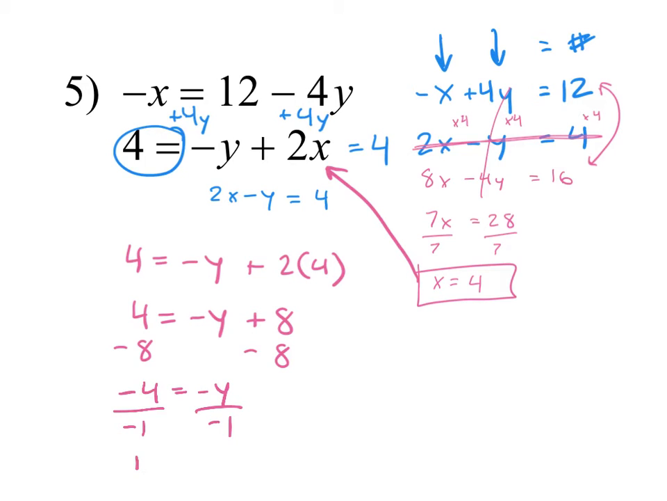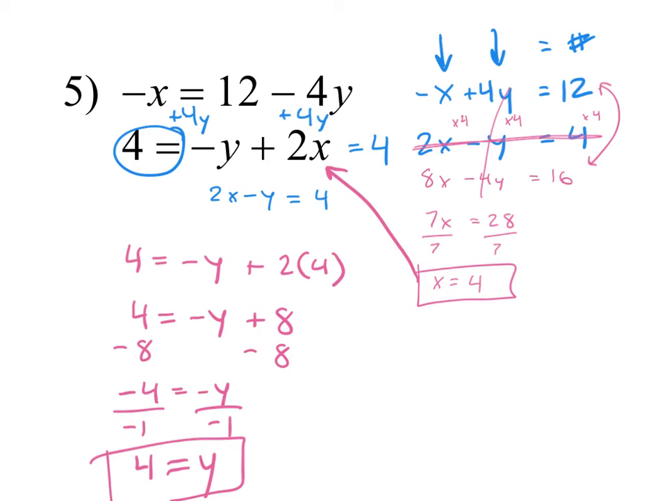Wait, I have a question. Positive 4. Yes, what's your question? So, at the top right, how did that negative x and 2x become an 8x? Why are we multiplying by 4? Because we need one of our variables to cancel out.